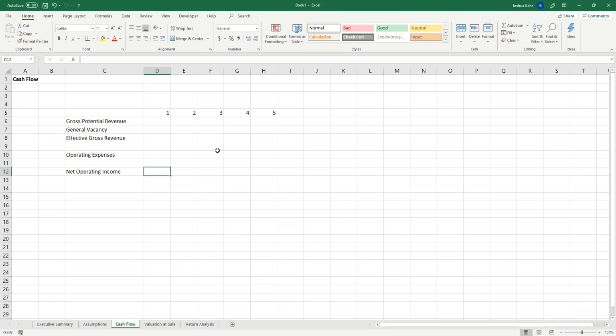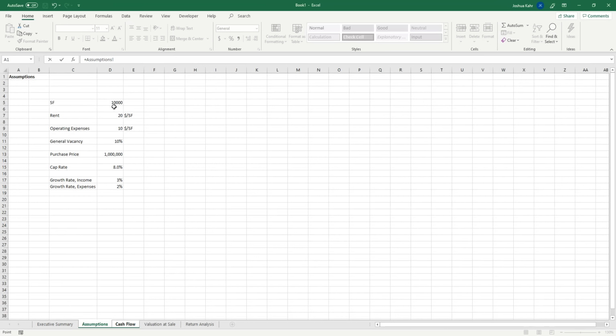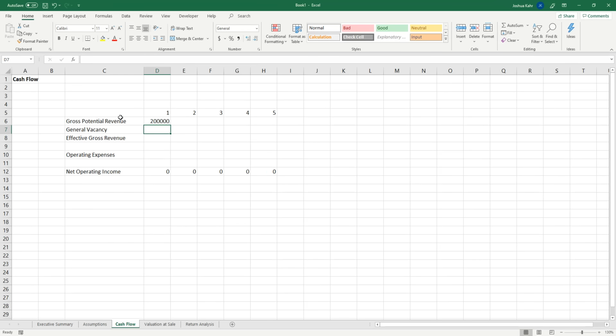Cool. So formulas. NOI is going to be EGR minus OPEX, and I'll bring that across. That's just me pressing Control R to copy to the right, or I could have done a drag copy, but that's fine. The gross potential revenue to start with will be the square footage times the rent. The EGR will be, of course, potential revenue, add the negative vacancy rate.